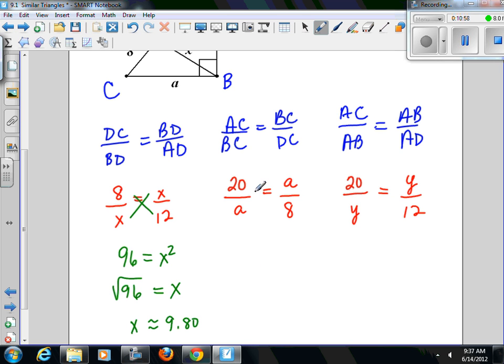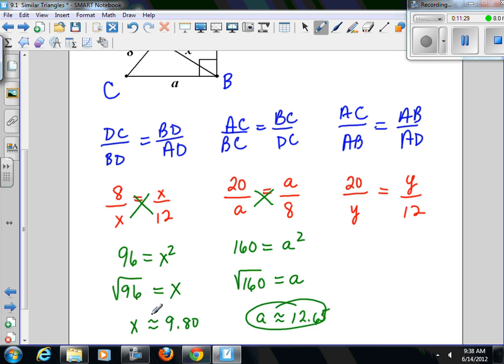Let's find A. In the next proportion, we'll cross multiply. 20 times 8 gives us 160, which is equal to A squared. We have to take the square root of 160 to find A. And when we do that, and rounding it to the nearest hundredth, we get that A is equal to approximately 12.65. So we've got those two values to start off with.